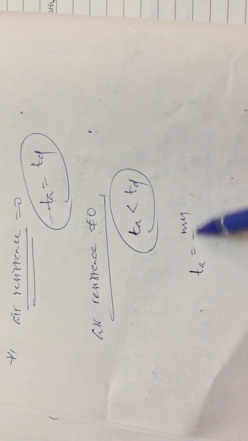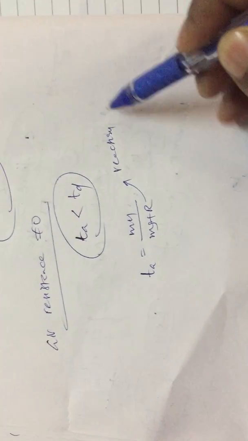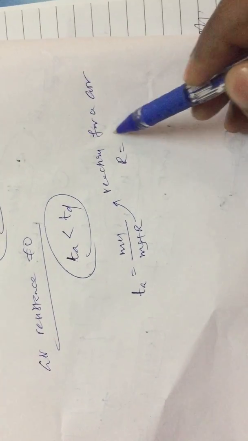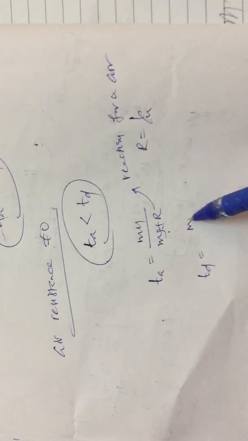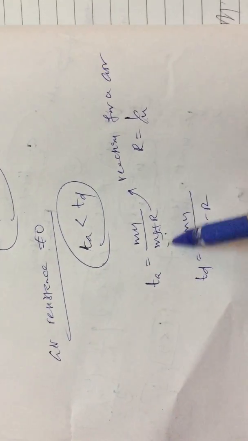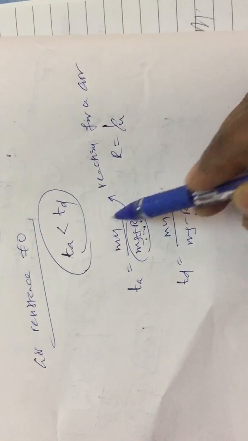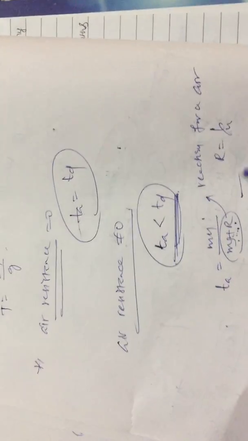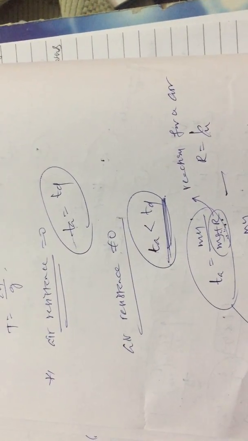Time of ascent equals mu by mg plus r, where r is the reaction force by the air resistance. Sometimes they will give r as like 1 by 4 times mg. Next, time of descent equals mu by mg minus r. We know that mg plus r is greater than mg minus r. The more the denominator, the less the fraction, so time of ascent is less than time of descent. So this is about the time of ascent and time of descent. The way the time of ascent varies, the maximum height also varies the same way. This is about this particular case.